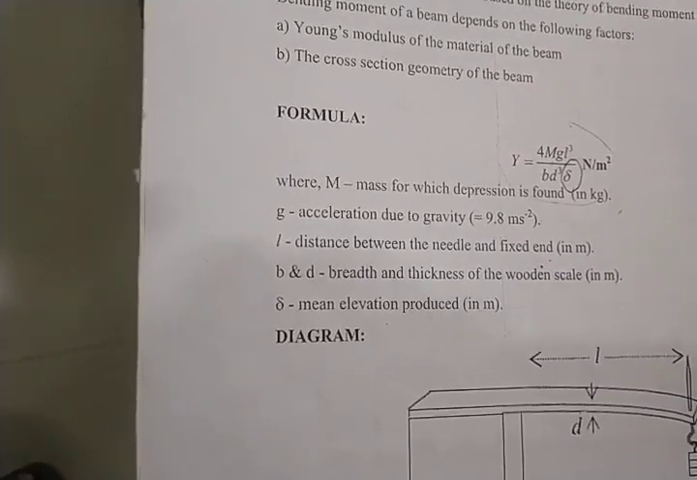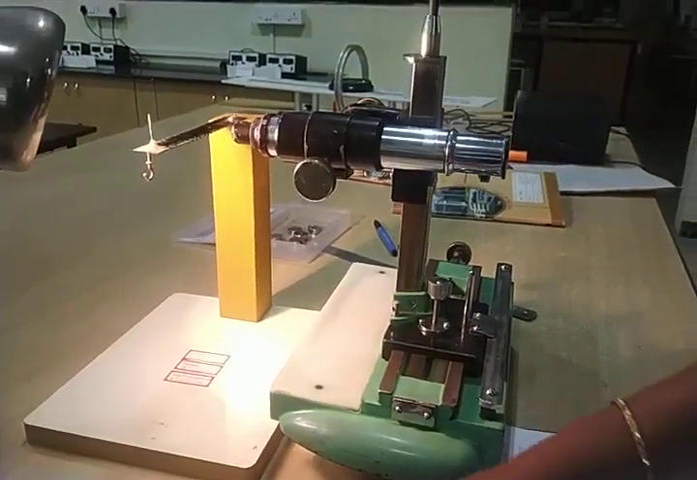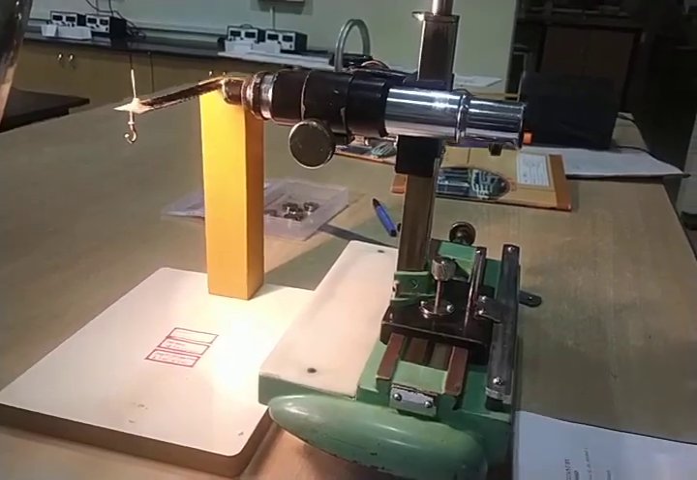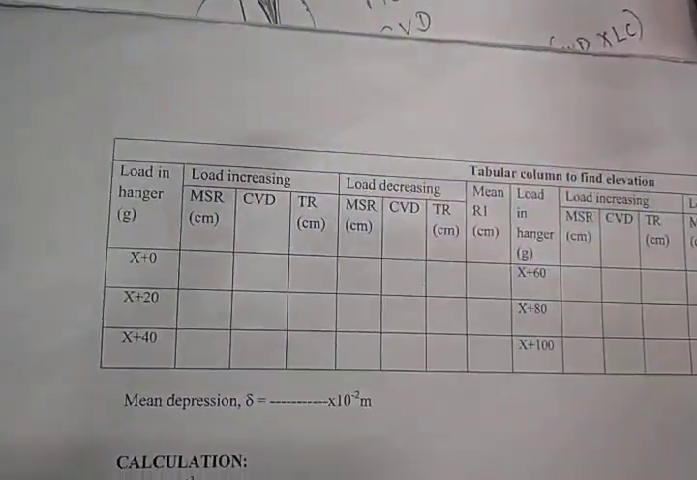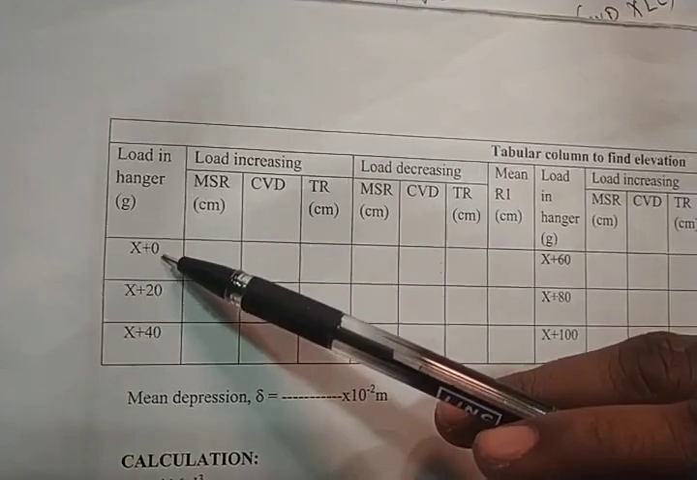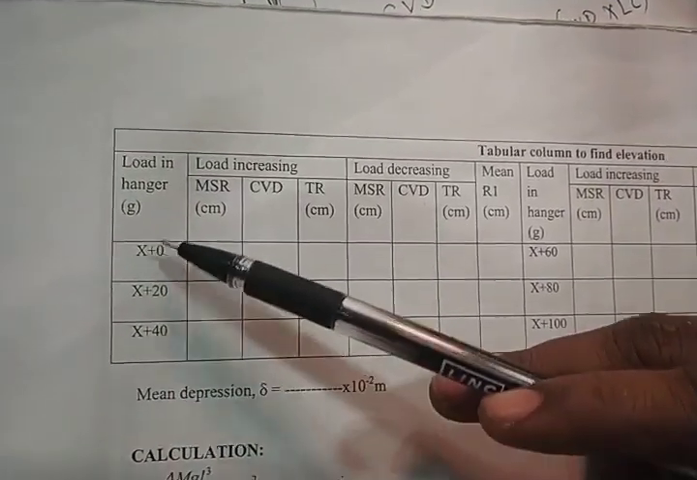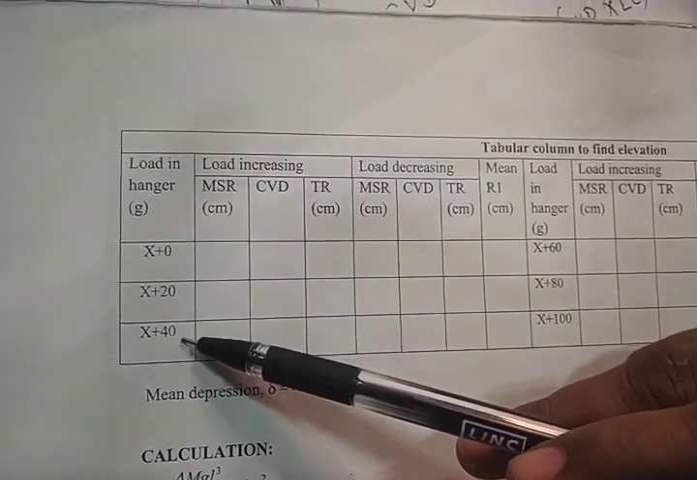We have already adjusted the experimental setup. The needle is well focused and we got the inverted image, the reference point. So now we'll start our experiment. In this tabular column, on one side we have given the load as x plus 0, x plus 20 and x plus 40. We are applying the stress in increments of 20 grams equally.